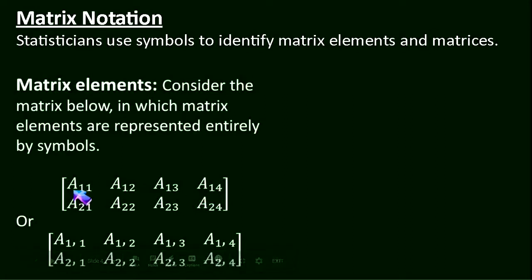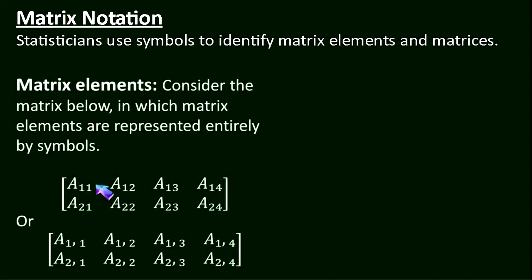So we have here A11. So the first subscript of A, this refers to the row number. The second subscript, the 1, this refers to the column number. So this A12 refers to the first row, row number, and the second subscript refers to the number of column, and so on.